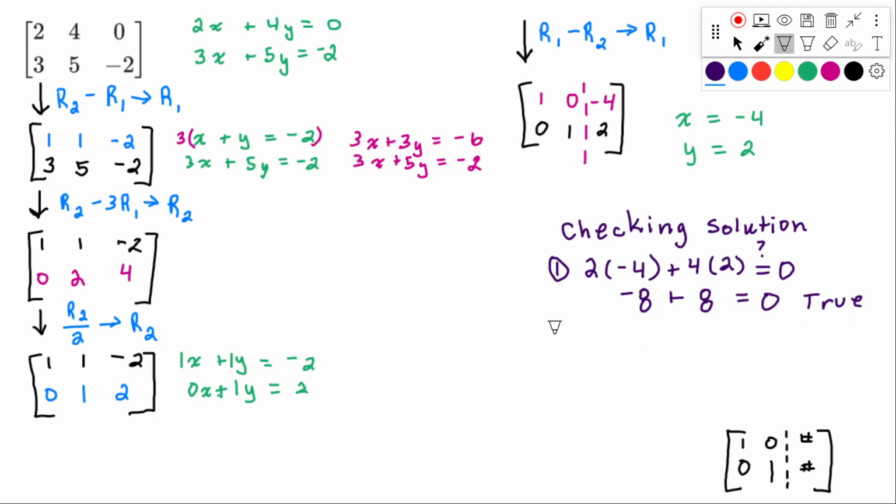So now let's check it in the second equation. Because remember, if it's a solution, it should work in both equations. So 3 times negative 4 plus 5 times 2. What we want to know is, does that equal negative 2? So 3 times negative 4 is negative 12 plus 10 equals negative 2. And negative 12 plus 10 does equal negative 2. That is true. So we have solved this system correctly by doing a row reduction method with matrices. And this concludes this example.